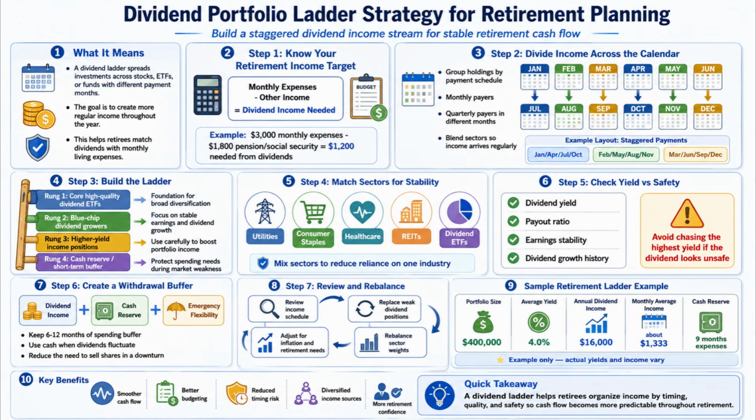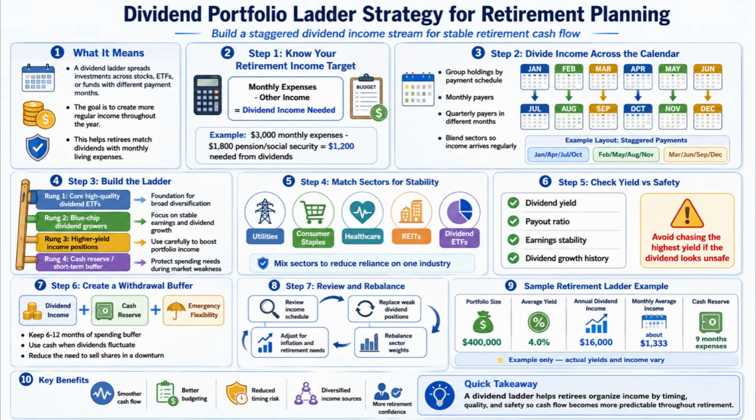In this video, we will discuss the Dividend Portfolio Ladder Strategy for retirement planning. A dividend portfolio ladder is a method of spreading investments across dividend-paying stocks, exchange-traded funds, or income funds that distribute payments in different months. The main purpose is to create a more regular stream of income throughout the year, helping retirees match their dividend payments with monthly living expenses.